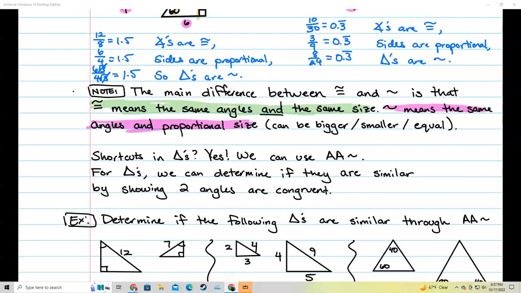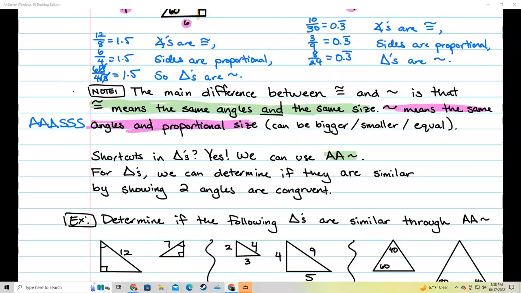Now, I don't want to be doing angle, angle, angle, side, side, side, because that is just a ton of work. So just like last time for congruence, we had SSS, SAS, we had shortcuts. Okay. So are there shortcuts in triangles for similarity? The answer is yes. The first one we're going to be working on is angle, angle similarity. You only need two angles. You don't even need a third one.